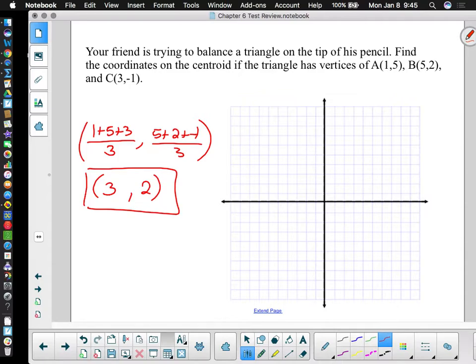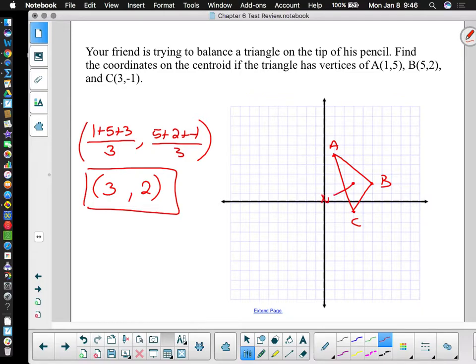Now, I may want to use the graph to check my answer, just to make sure it's reasonable. So A is at (1, 5). B is at (5, 2). C is at (3, negative 1). So there's my triangle approximately. And it's saying the centroid is at (3, 2). That makes sense.